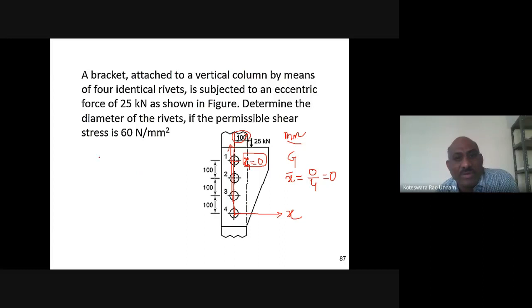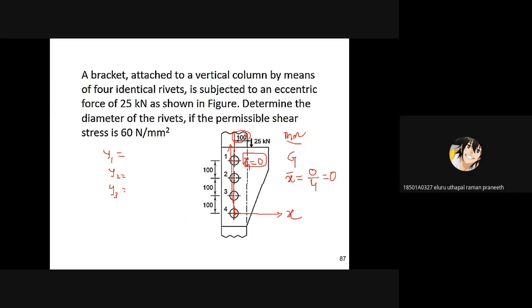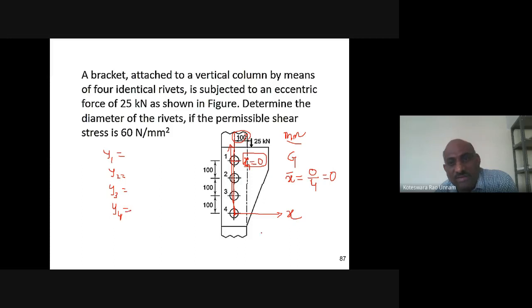Then coming to the y bar, we need to compute what is y1, then what is y2, what is y3, and y4. So what is y1? From here I need to measure the distance of the rivet center. So what is distance y1? From this point, this total distance he has given is 300. So therefore your y1 is 300 mm.